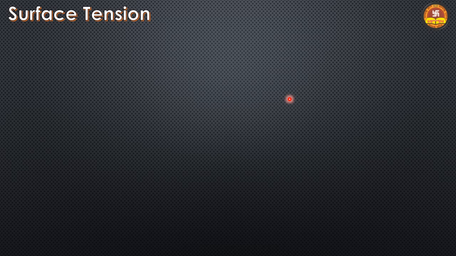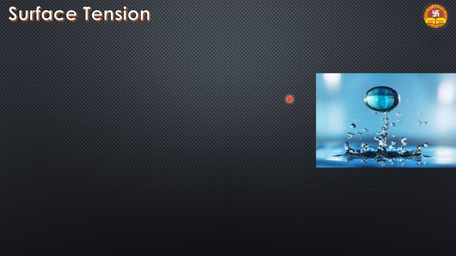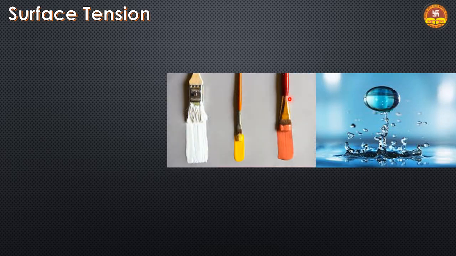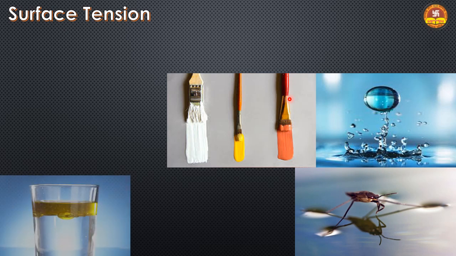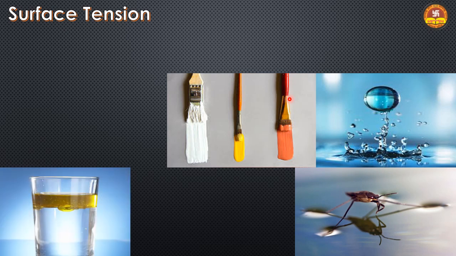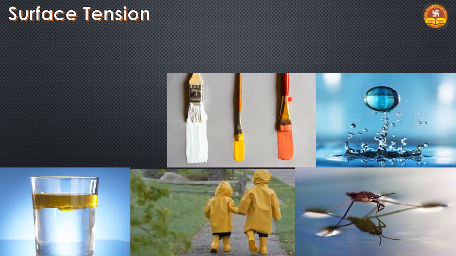Now we will discuss the topic surface tension. We know that during rain, raindrops falling downwards are spherical in shape. When a paintbrush is dipped in water and brought out, its hairs cling together. Certain lighter insects like spiders and mosquitoes are able to crawl over the free surface of water. When some oil is poured on water, it spreads over water. Rainwater cannot pass through the cloth of an umbrella or a raincoat.